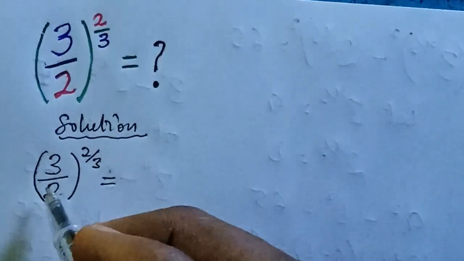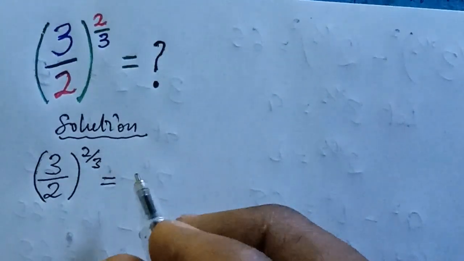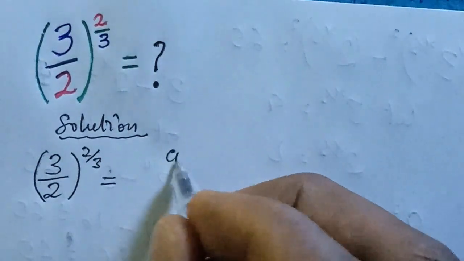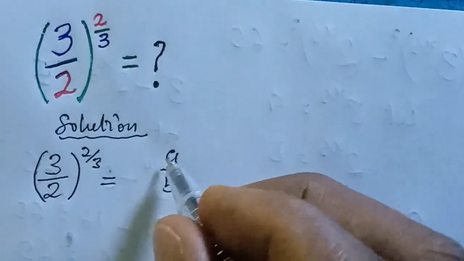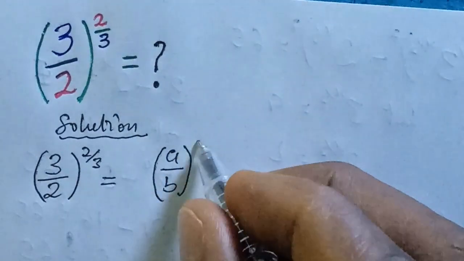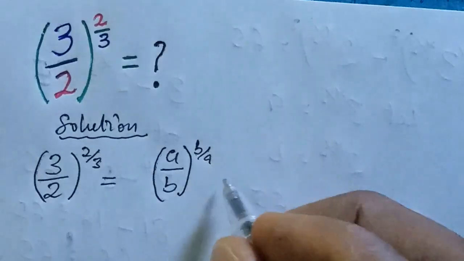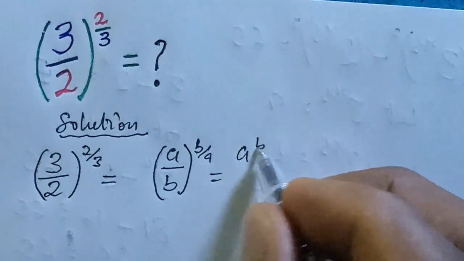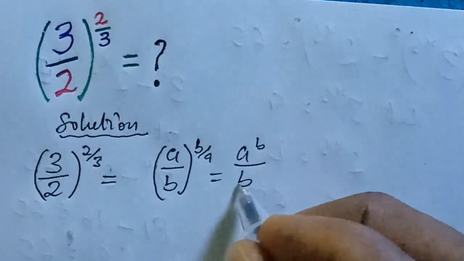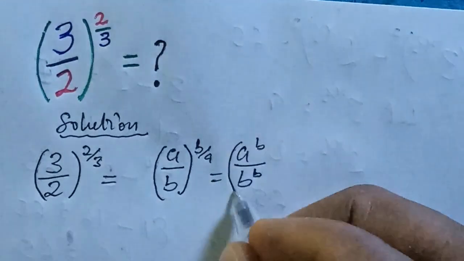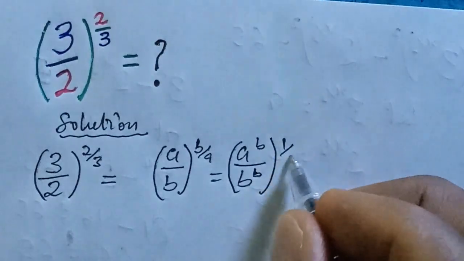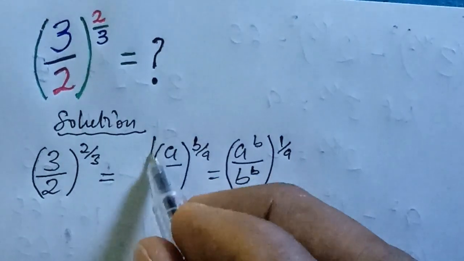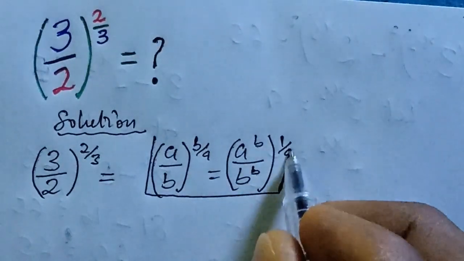Then to simplify this, firstly, we consider this identity: A over B in brackets raised to power B over A can be written as A power B over B power B in brackets raised to power 1 over A. So we write this in this form.